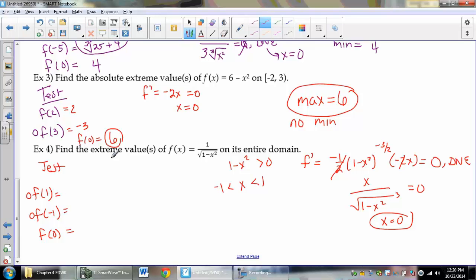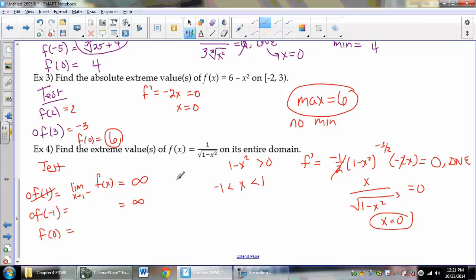So f of 1 would be 1 over 1 minus 1. Wait a minute. That's undefined. But instead of thinking about it as undefined, I want you to think about this as a limit. When you're doing these, you're really taking the limit as x approaches 1 from the left for f of x. And as x approaches 1 from the left, I got like 0.99999. So this is 1 divided by a tiny number, which is going to be infinite. And f of -1 is going to happen the same way, and that's also going to be infinite.